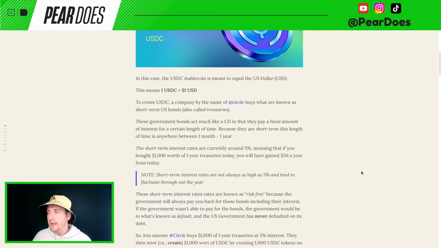This interest comes into play later because if people want these USDC tokens and they're giving me cash for it, and then I'm going to buy these treasury bonds to back up this asset, well, this 5% interest rate is there, and something's got to be done with it. That ends up being either a return to the owner, the investor, and it also becomes a revenue generator for Circle. So please note the short-term interest rates are not always as high as 5% and tend to fluctuate throughout the year. Again, I think they're at 4.5% right now, maybe even lower.